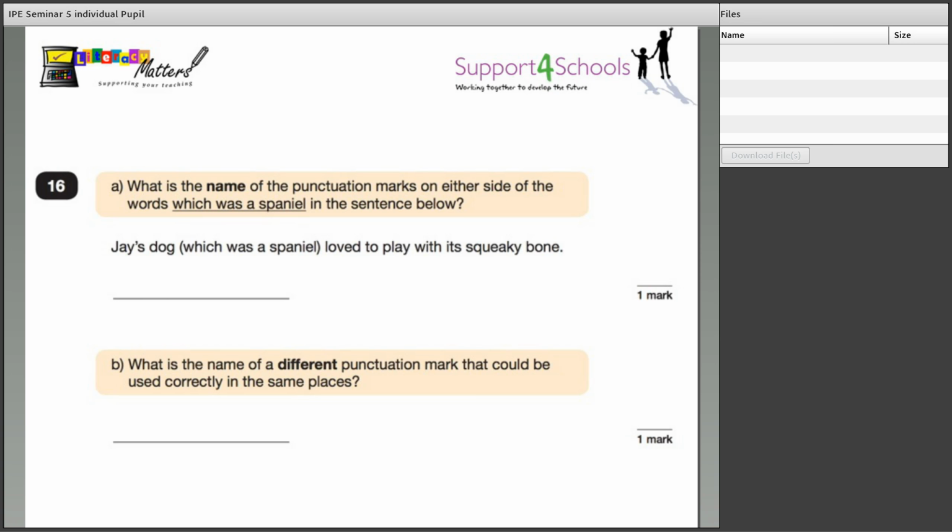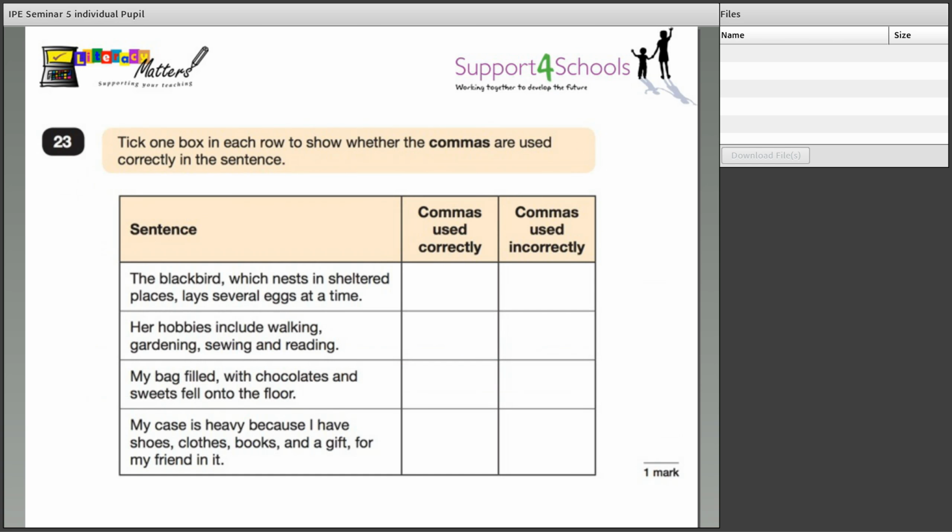So in this, there's been a problem in this particular school around punctuation marks. It could be they didn't know brackets, it could be they didn't know that you could put commas there, or it could be both, because there's 2 marks for that, but they've scored less than the national average.